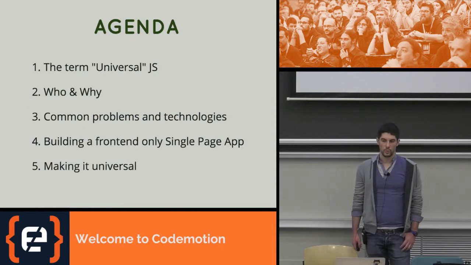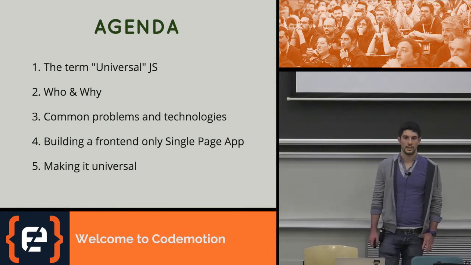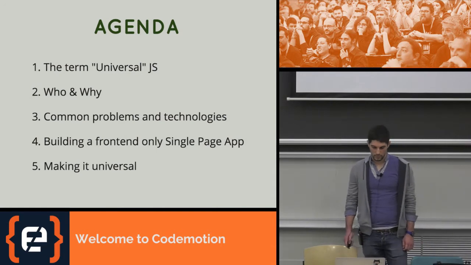Then we're going to switch to a practical exercise. So we're going to build a very small application. At first, we are going to build it just as a single-page application, so it's going to work only on the front end, only in the browser. And then we are going to make it universal. So let's kick it off.